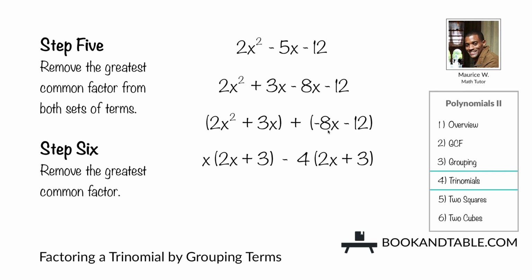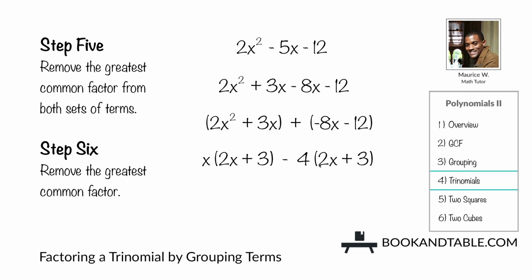And now here, negative 8x minus 12, we removed negative 4 from each, leaving us with negative 8x divided by negative 4, which is positive 2x. And negative 12 divided by negative 4 is positive 3. And now we have a common factor of 2x plus 3 in both these sets of terms.